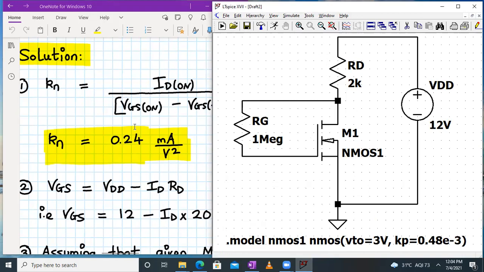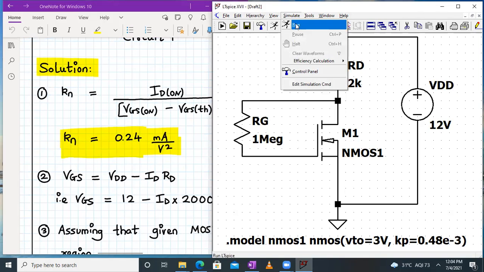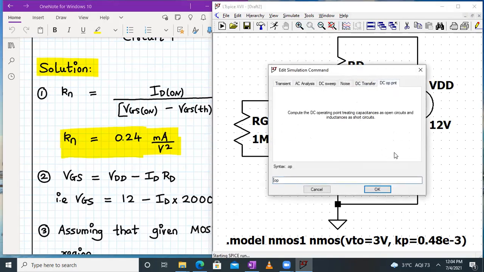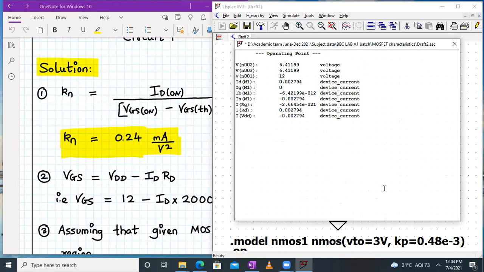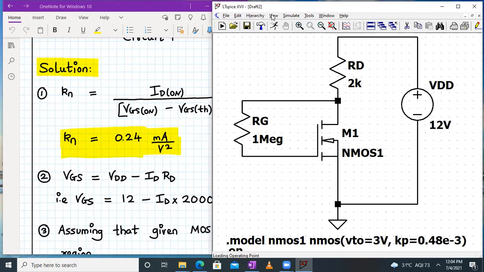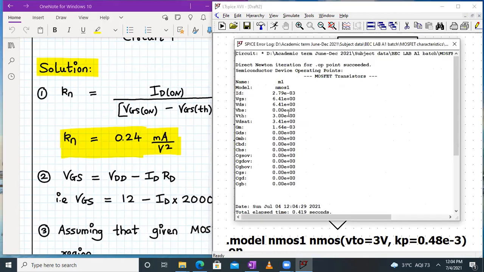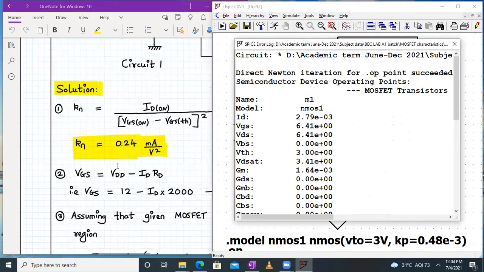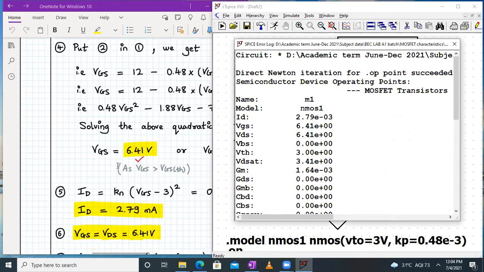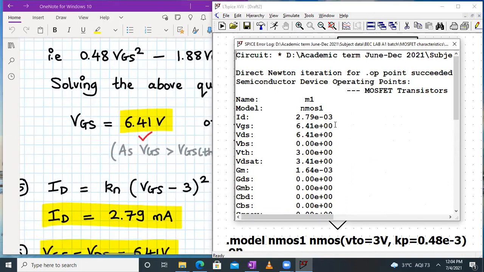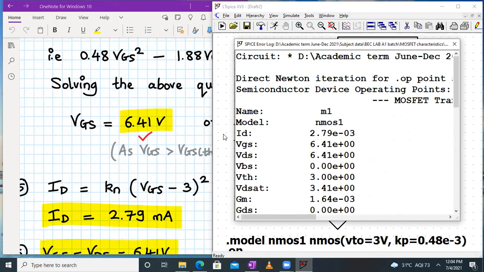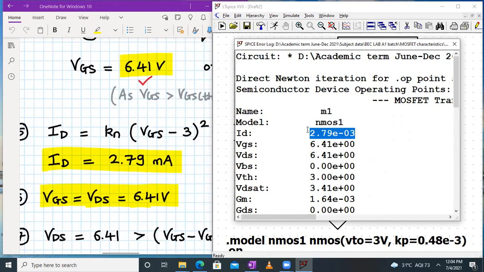Okay, and now we are ready to simulate. We'll click on simulate, click on run. We click on the DC operating point and click on OK. And now we can determine all the values by going to view and the spice error log. So this is my value of ID and VGS. As you can see, VGS value is 6.41, and ID value is 2.79 milliamperes. Also, the VDS and VGS values are the same, equal to 6.41. And VTH is 3 volt, which we have defined.